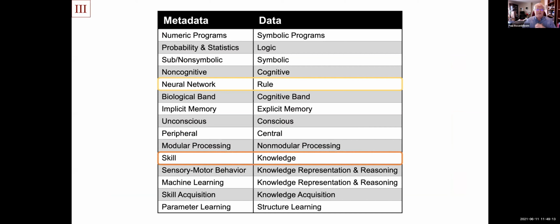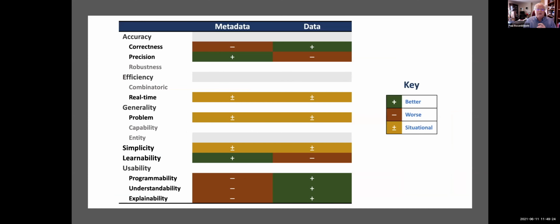Okay, the third dichotomy: metadata versus data. Just highlighted one other here. You can think of motor skills versus symbolic knowledge as an example of it, but again, there are other variants as well. Trade-offs here, it's simplest to think of this in terms of 2 trade-offs. There's precision versus correctness, and there's learnability versus usability as a way of understanding the trade-off here.